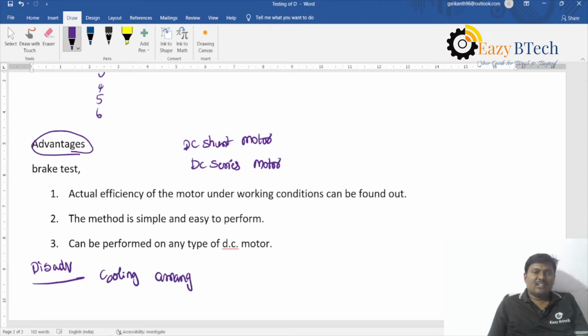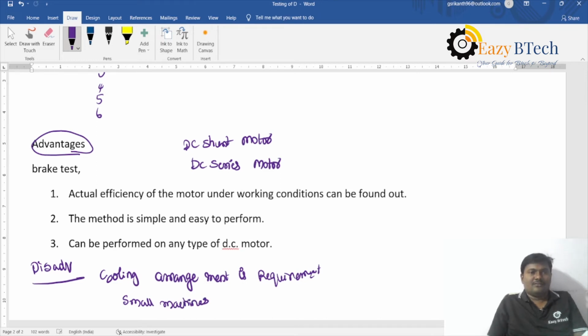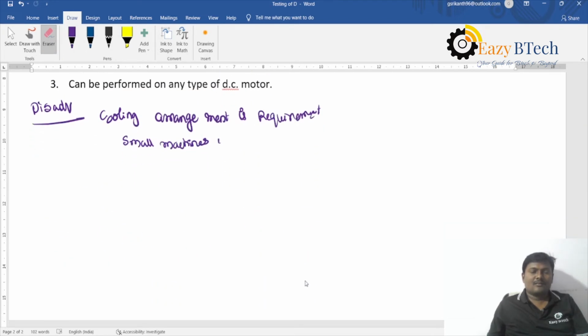And one more, a cooling arrangement is required, and this is suitable for small machines only. These are all disadvantages of the brake test of a DC motor. And the power is also wasted in the form of heat.